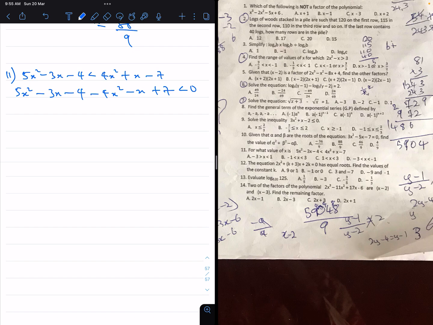So what does that mean? 5x squared minus 4x squared is what? X squared. What's minus 3x minus x? Minus 4x.